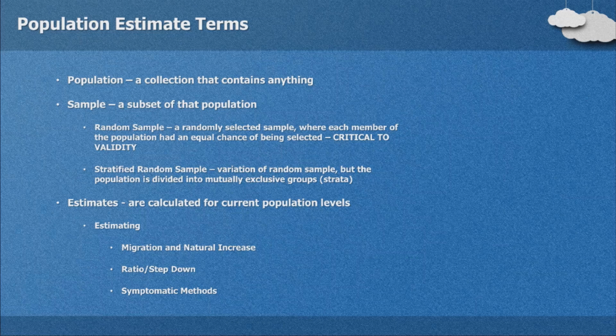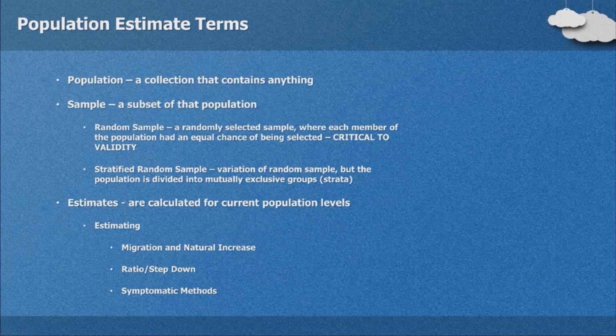So population, that's a collection that contains anything. It could be the pens in your desk. It's referred to in statistics as a population. So it's not always people. If you're looking at any type of books or articles on statistics and forecasting, for the most part, we'll reference people, but just know that the term population in statistics is anything. A sample is a subset of that population.